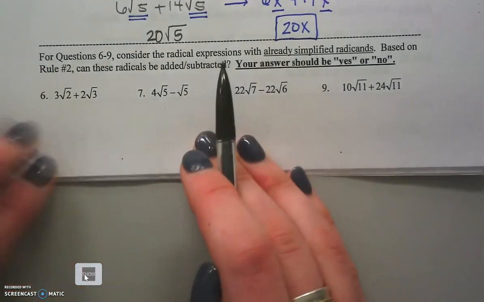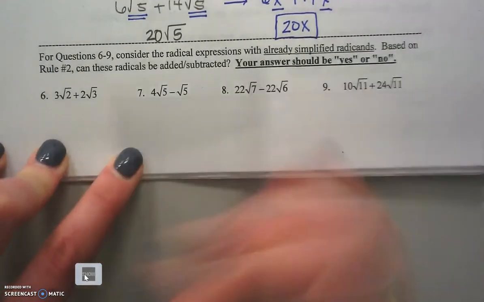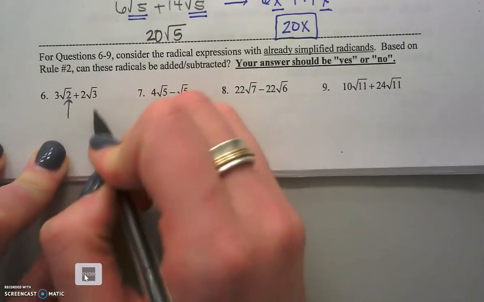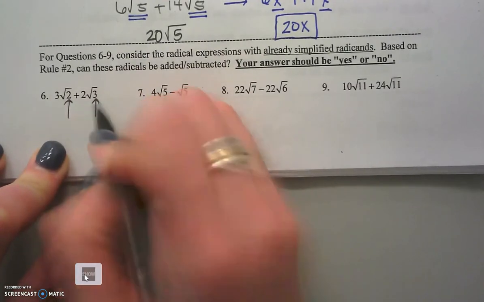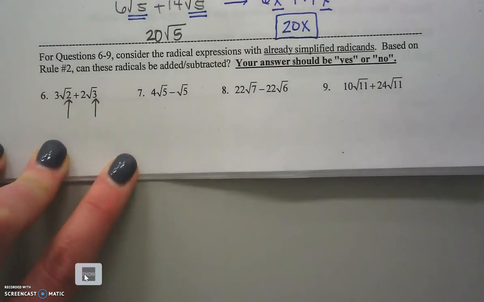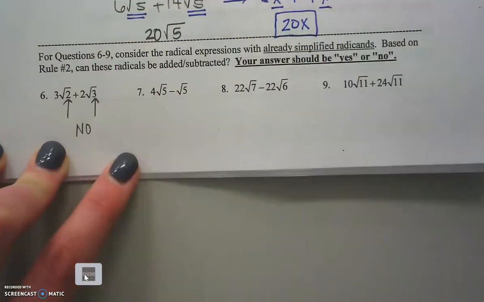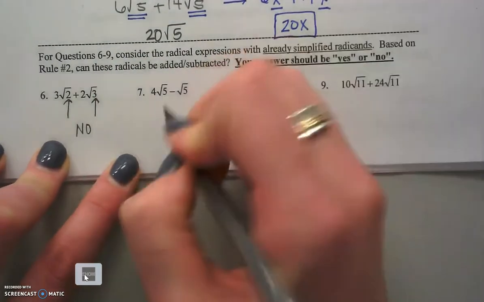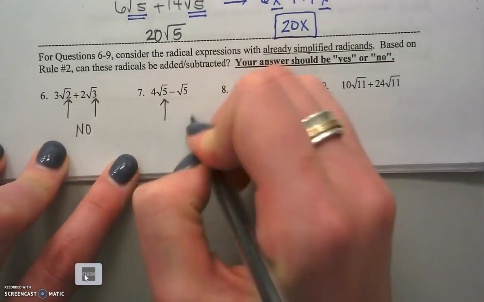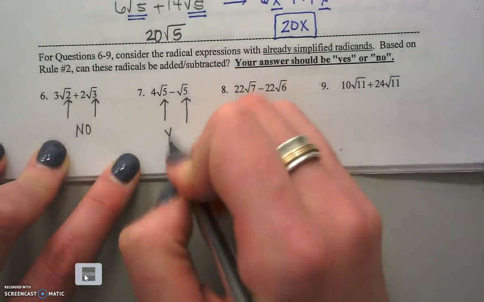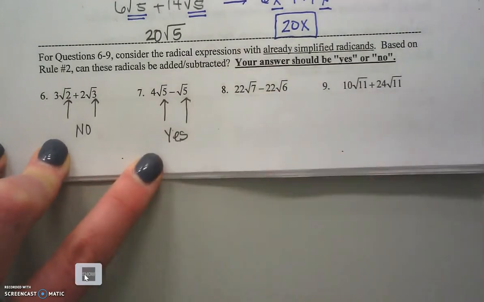When we add like radicands, they have to have the same number underneath the house. So if I look at 2 and if I look at 3, are those numbers the same? No. So no, we cannot add these. They do not have the same radicand. What about number 7? 5 and 5. Those are the same, so yes, we could add those if we wanted to.